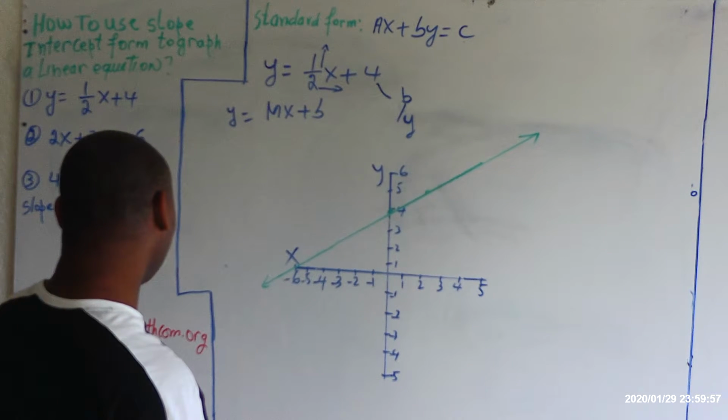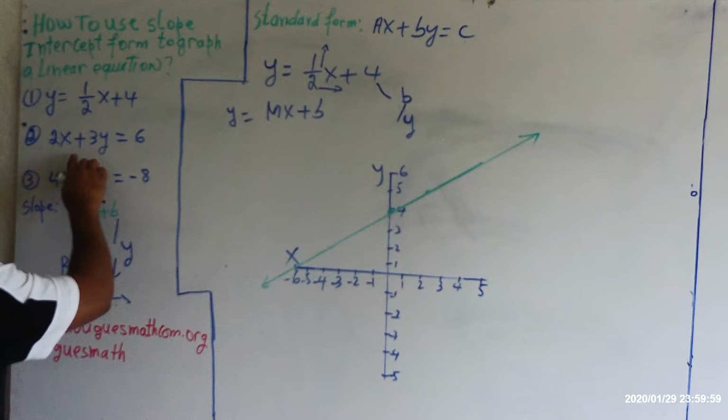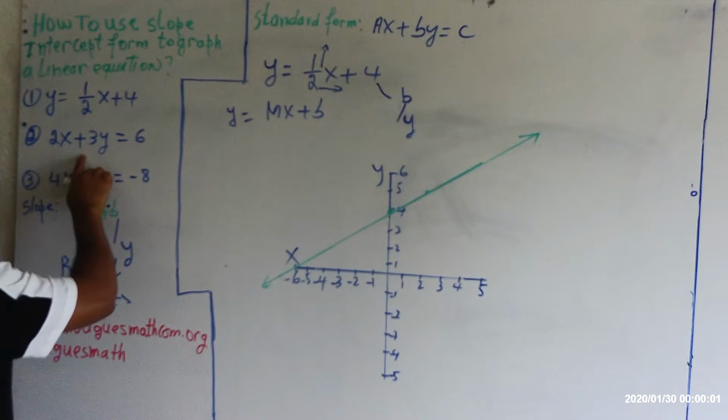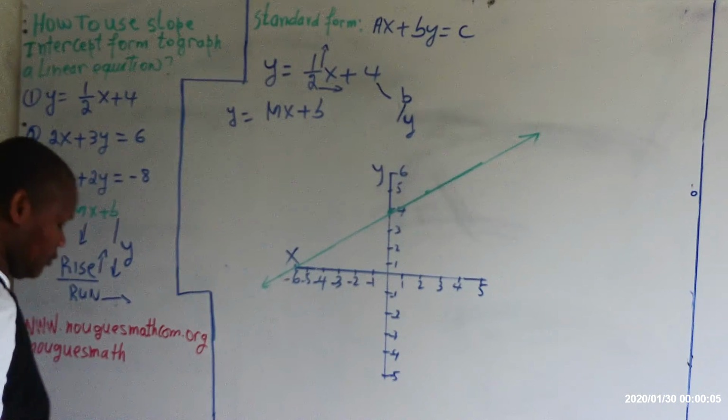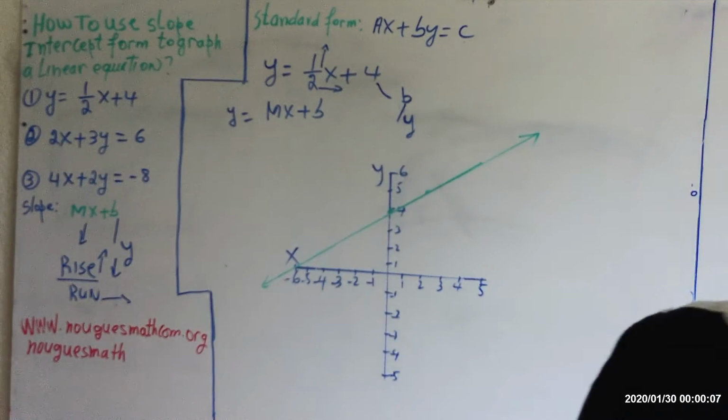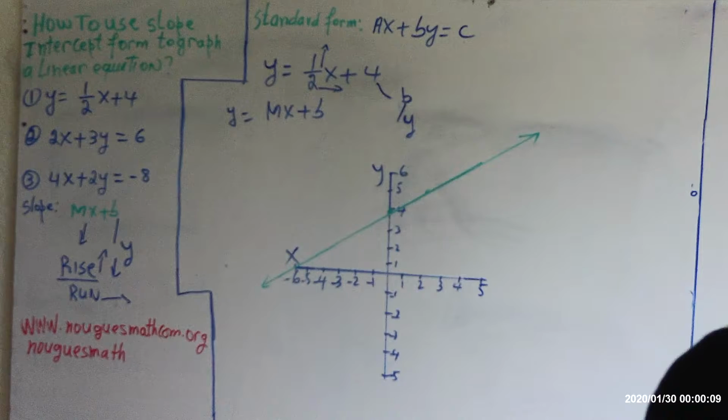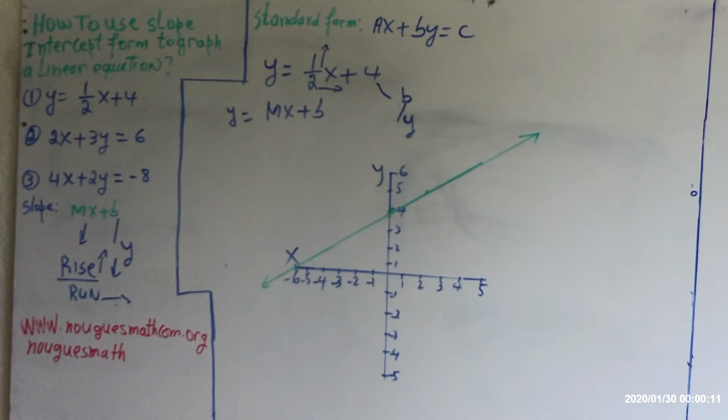The second one, remember, is not already in slope form. We're going to put it in slope form, okay? Let me erase the first one so that I can show you. Let me do it first.